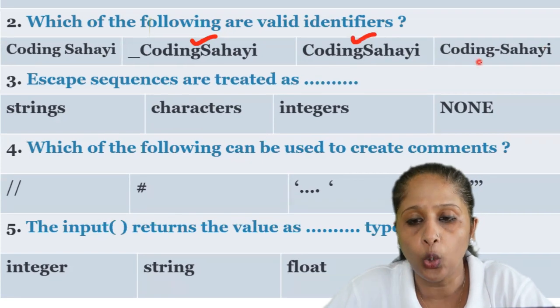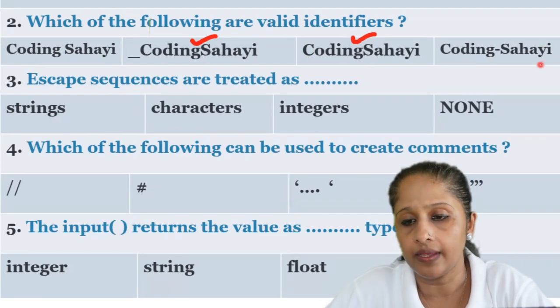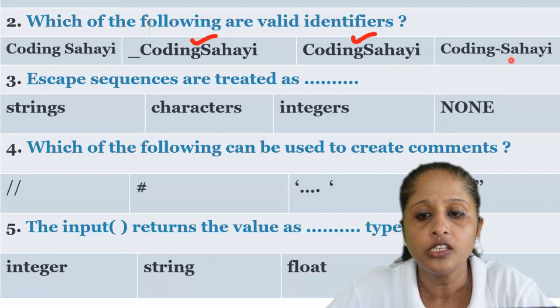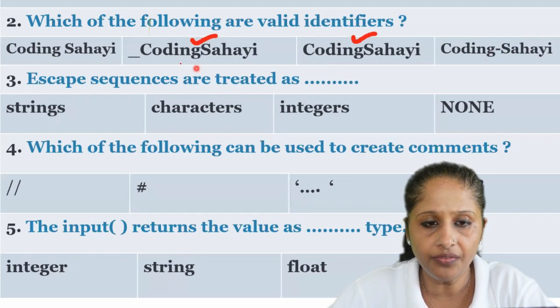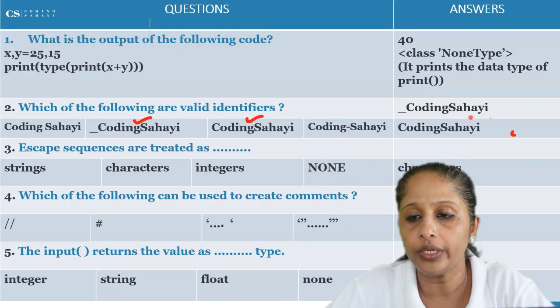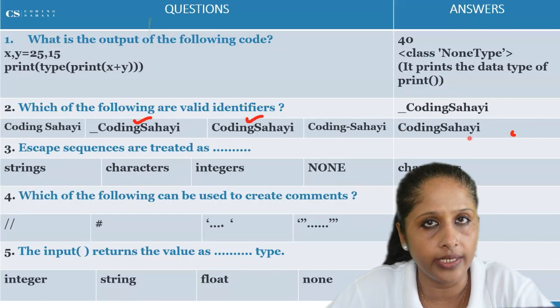Then we have coding-Sahai. So here coding hyphen is not allowed in Python, so this is not the answer. Here we have 2 outputs. First one is underscore coding Sahai and the second one is coding Sahai.